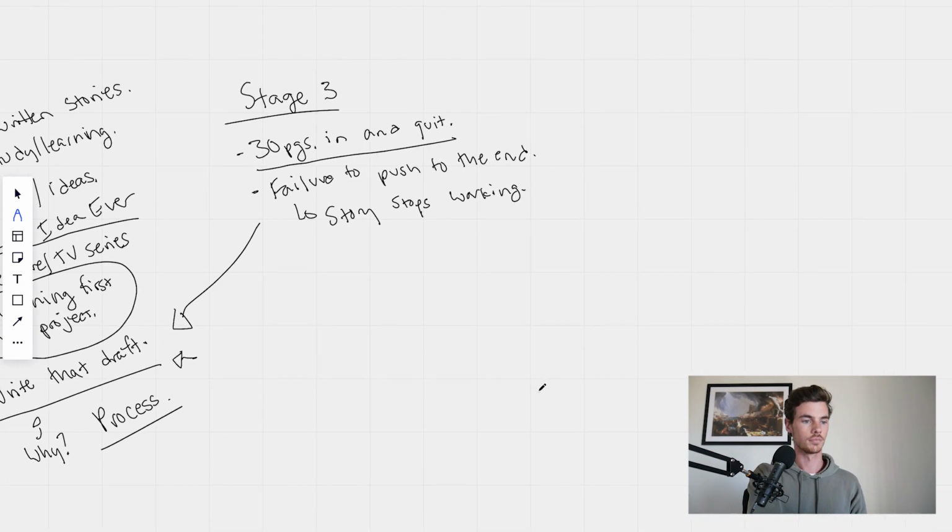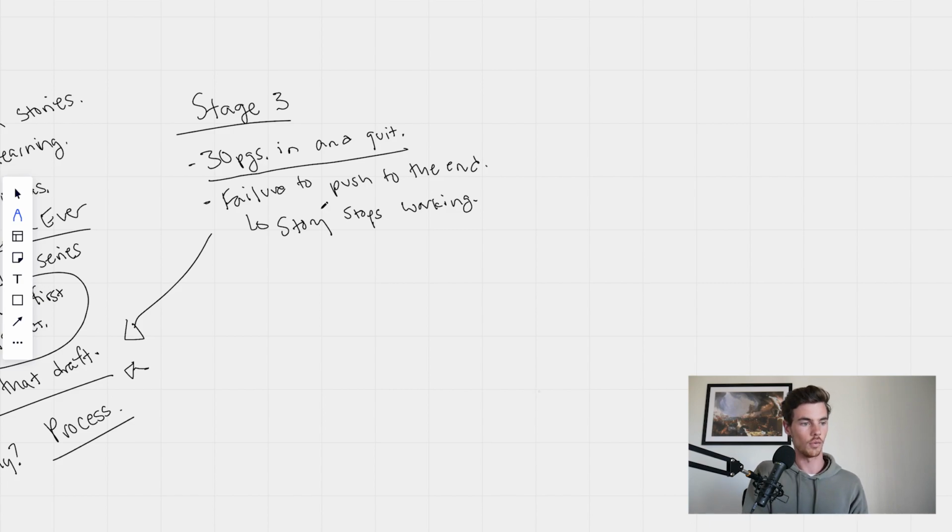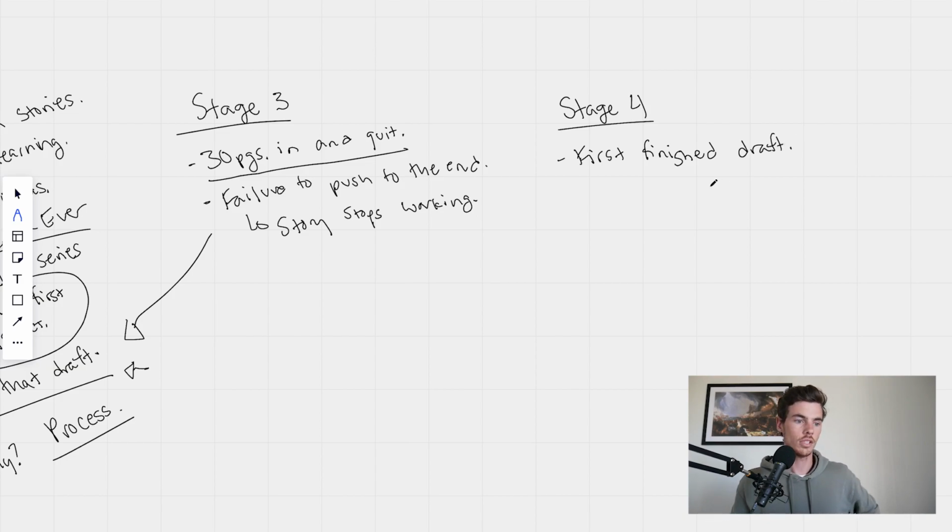So now let's come over to here, right? So this is stage 4. What is stage 4? Okay, so first, finished draft. Okay? So now, fantastic, right? You finished your first draft, and this is awesome. Okay? Now, usually in this stage, one of two things happens.